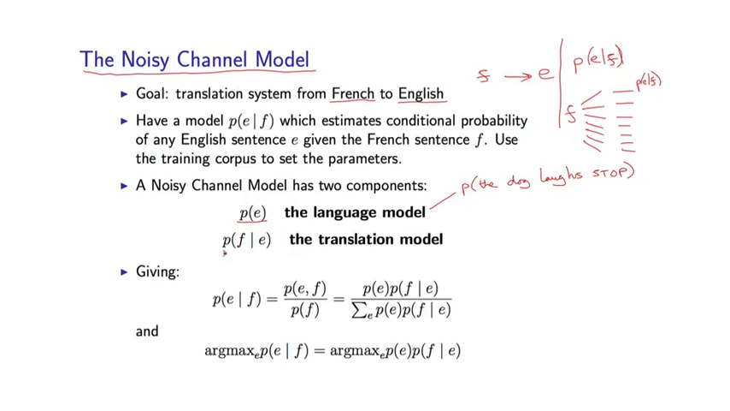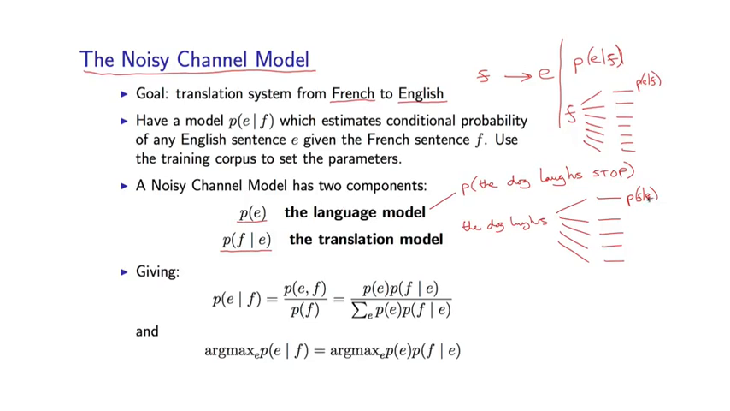The second part of the model is what's called the translation model, and this is a model of P of F given E. Notice that this is reversed from the direction here, and this is what we often see with the noisy channel model. So P of F given E, for any English sentence, for example, the dog laughs, if we consider all possible French sentences, so again an infinite set, we're going to have a model P of F given E for each French sentence conditioned on the English sentence.